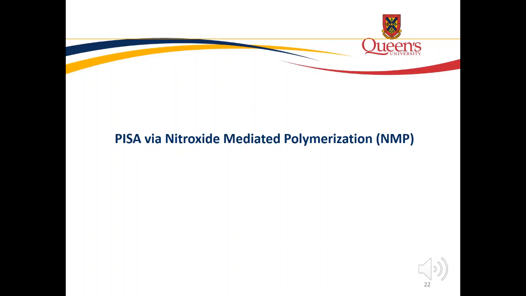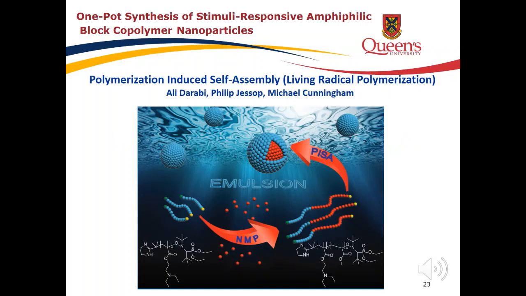So I'd like to now spend the last few minutes in the lecture and give you some examples of how you might do PISA using NMP and using ring opening polymerization. And these are examples from my own research group. So this was work we had done to make spherical particles. This was published in Polymer Chemistry. And we wanted to use nitroxide-mediated polymerization to conduct this.